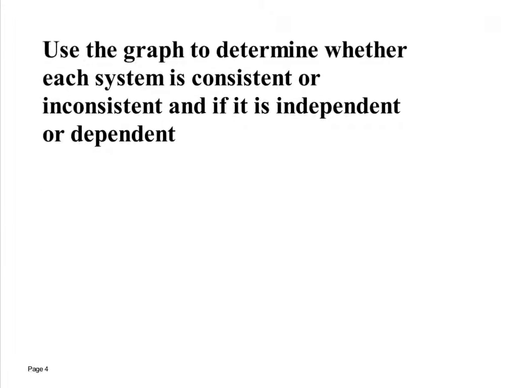Now your homework's going to say use the graph to determine whether each system is consistent or inconsistent, and if it's independent or dependent. And again, the rules: if it has at least one solution, it's considered consistent. If it has one solution, it's independent. If it has an infinite number of solutions, it's dependent. And if it doesn't have any solutions, it's inconsistent.